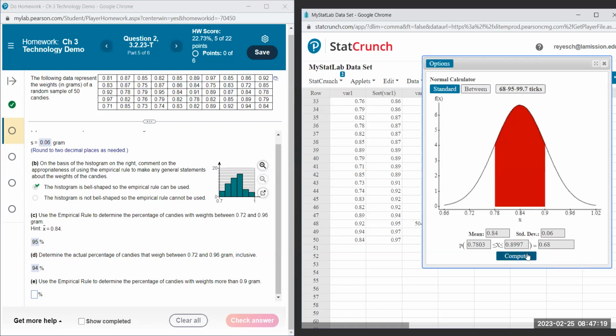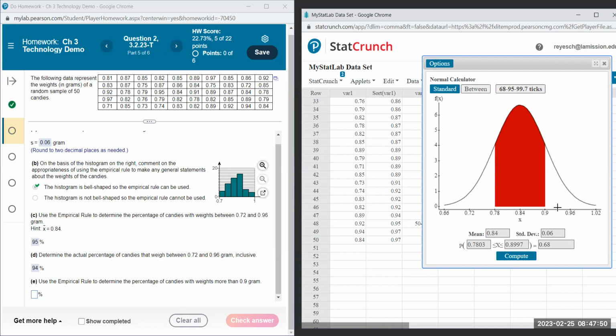Okay, let's do compute. What I told StatCrunch, you don't have to do this, but just to illustrate this, what I have shaded is 68% roughly, because the empirical rule says that if you go out one standard deviation, you'll capture 68%. Notice here that it should be between 0.78 and 0.9. StatCrunch will do it a little bit more precisely, so we want to ignore that. Okay, so we want to know how many weigh more than the 0.9.